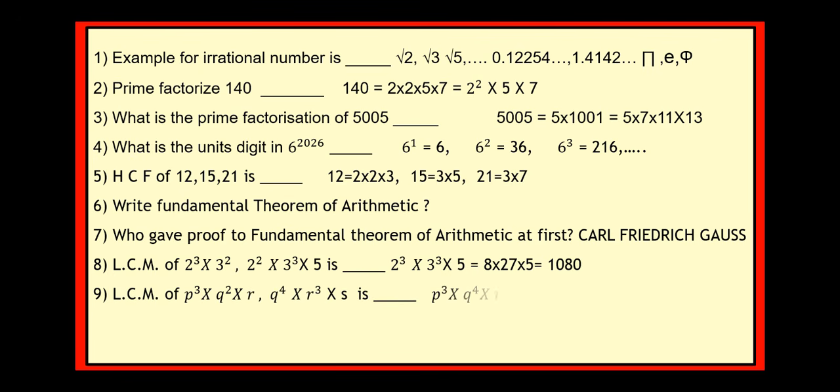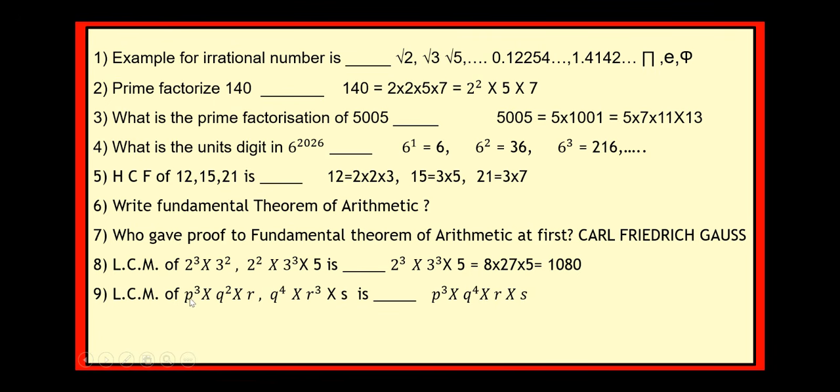Next, question number 9. LCM of p cube q square into r, q power 4 into r cube into s. Here again we have two numbers. We have given the prime factorization of two numbers. Here p, q and r and s are also prime numbers. Now we have to find LCM. In order to find the LCM, again list out all the bases p, q, r and s.